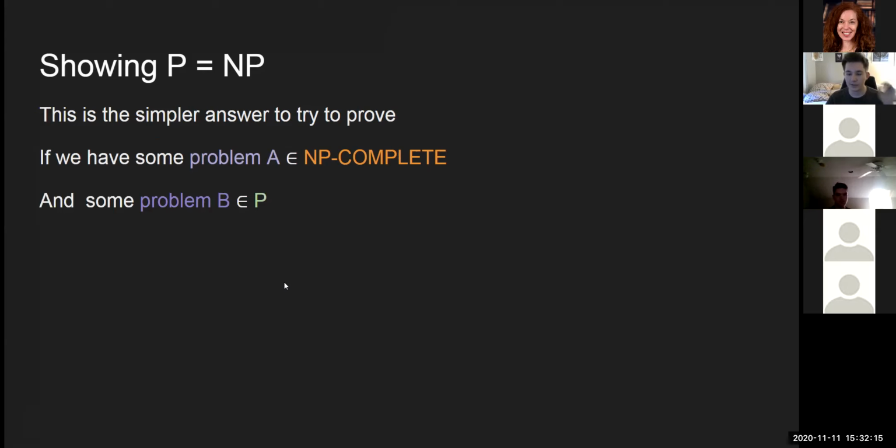And the question is, how could we use these two problems that are in these different complexity classes, using just what we've seen today, to prove that P equals NP? I'll give you a moment to think about it.